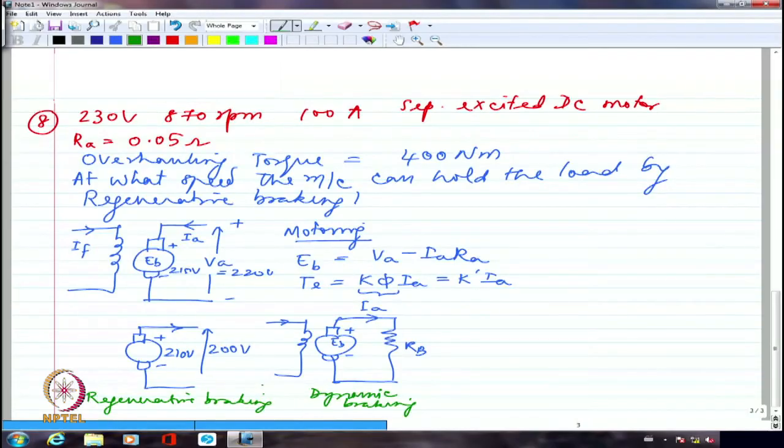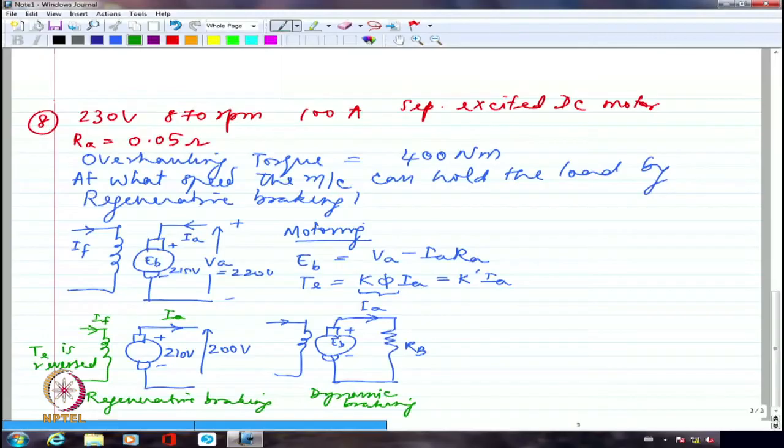Right? So what is going to happen is, IA has reversed its direction, IF has not reversed its direction, so torque gets reversed. TE is reversed. Okay, so I'm going to have a reversal of torque with the speed still remaining in the forward direction, so I would call it braking.